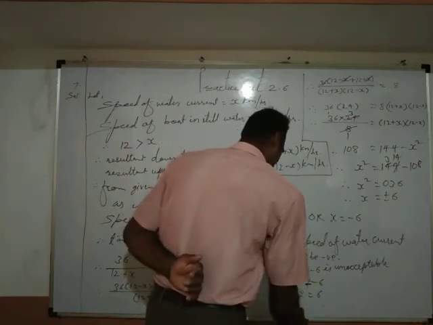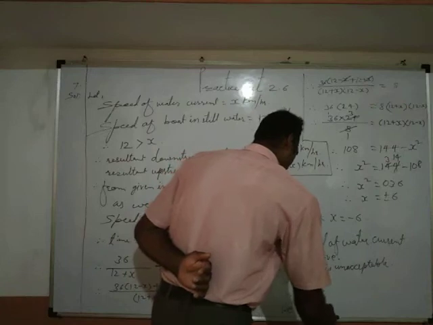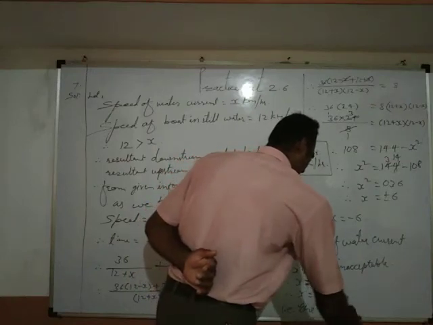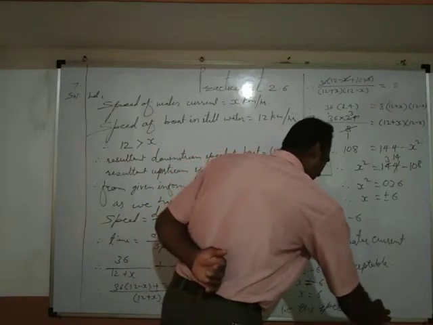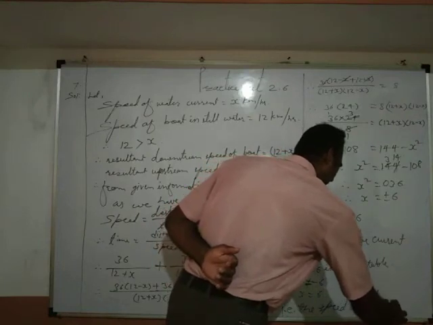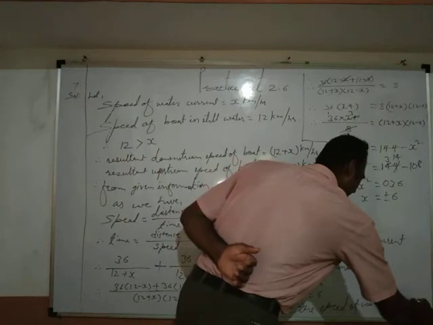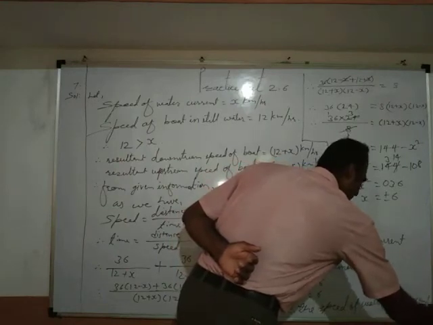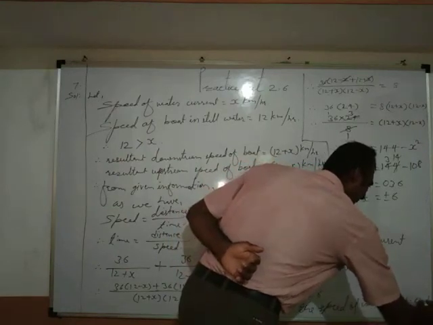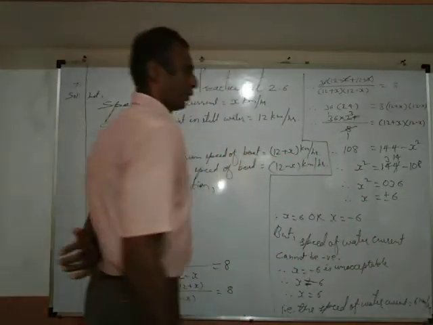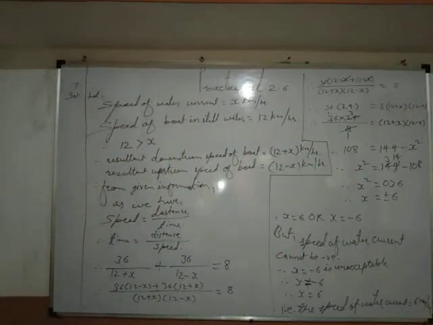That is the speed of water current equals 6 kilometers per hour.